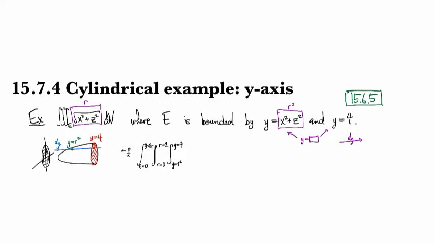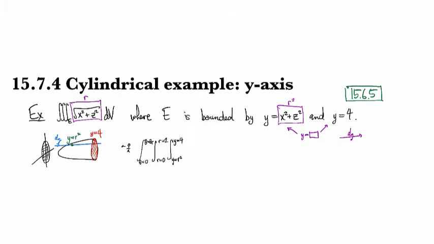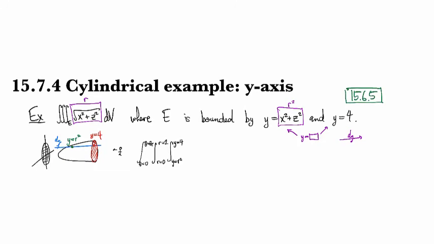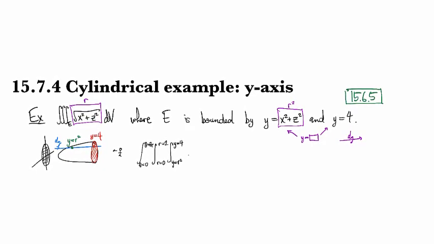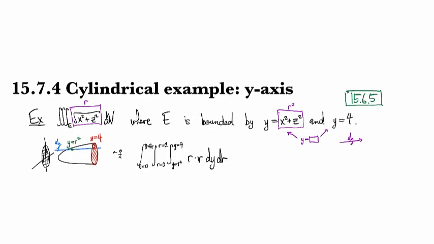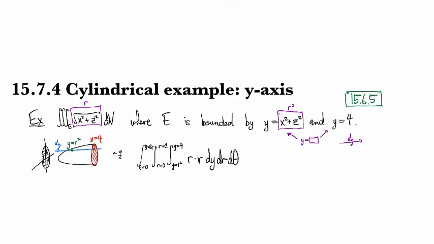Okay, and now we look at our integrand. And remember, the integrand never changes depending on how we set it up with regards to the bounds of integration. So this is going to be r, and then we have an r for the Jacobian, and then we did our dy, dr, d theta. All right, so that's one way to set it up. That's the way that we set it up previously.